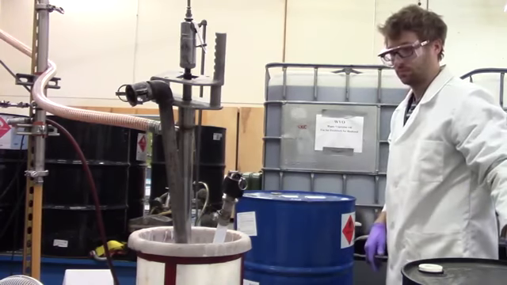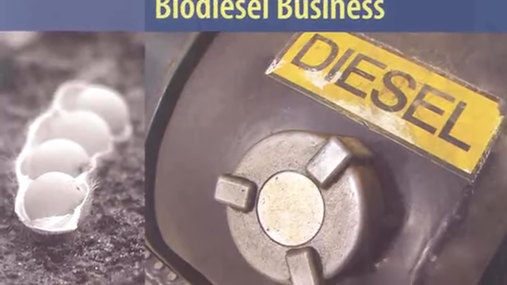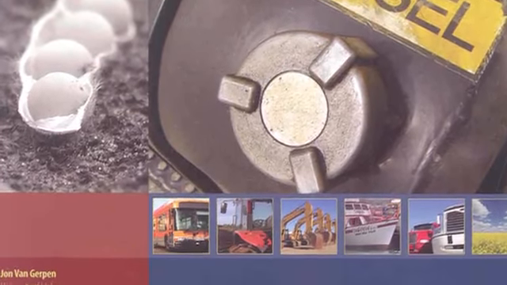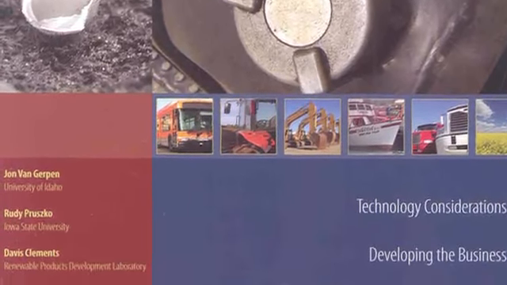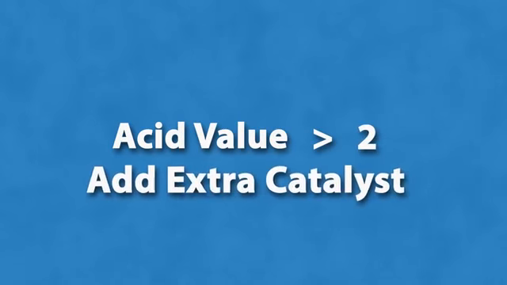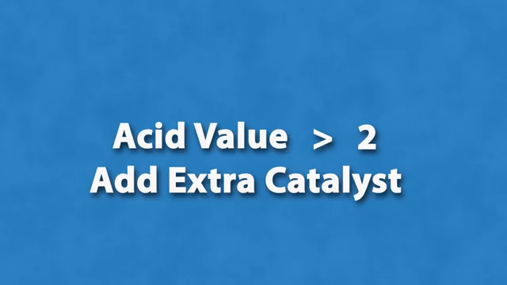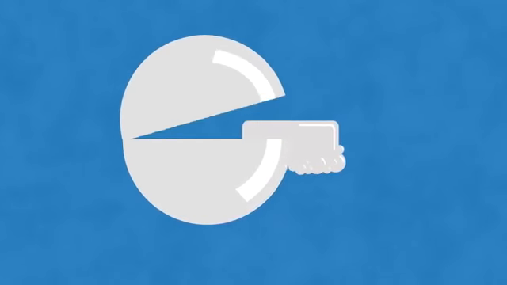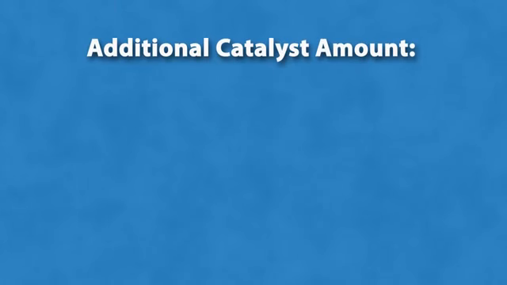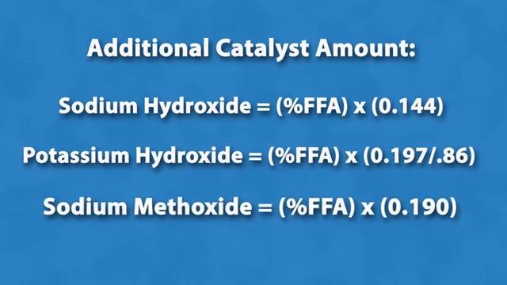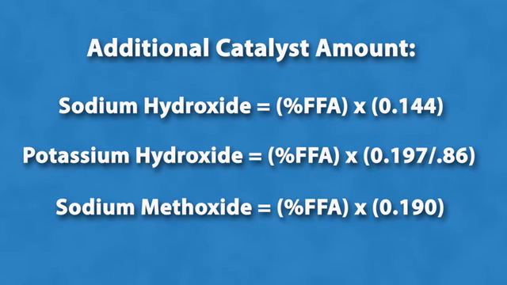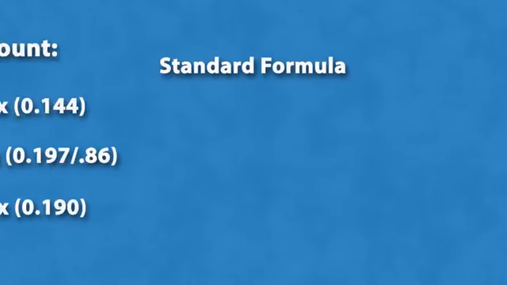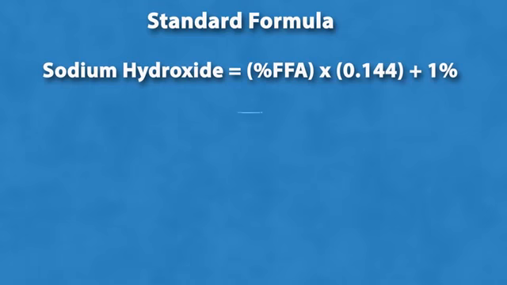Calculating extra catalyst. Note, the following was taken from Building a Successful Biodiesel Business by Van Gerpen et al. When feedstock acid value is greater than 2, extra catalyst should be added to account for what will be lost in forming soap. It takes 1 mole of catalyst to neutralize 1 mole of soap. The amount of additional catalyst can be calculated using the following formula based on the type of catalyst used. This figure is the amount of catalyst that should be added to the standard formula, which is based on the feedstock weight as follows.